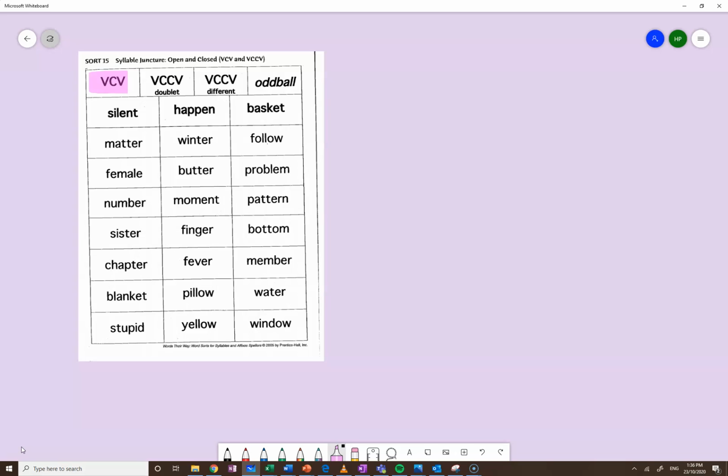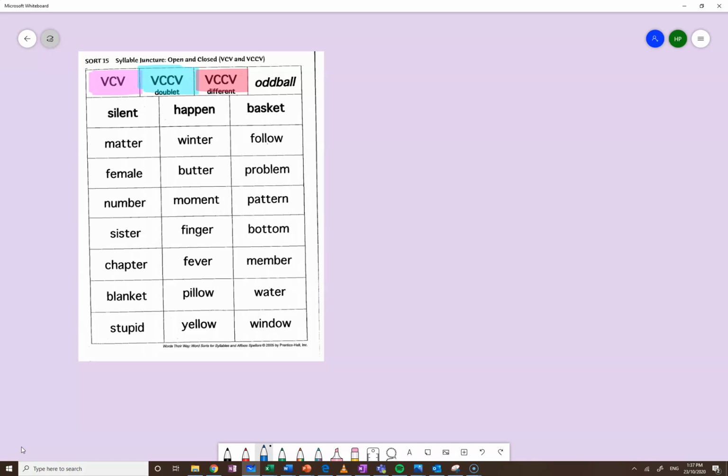The first one is VCV, and that is the same as last week. Then we have the VCCV pattern, this time with double letters, same as last week. Now the new spelling pattern we have this week is the VCCV, but with two different consonants side by side, not the same letter doubled. So that's a little bit different. So let's go through the first three examples.